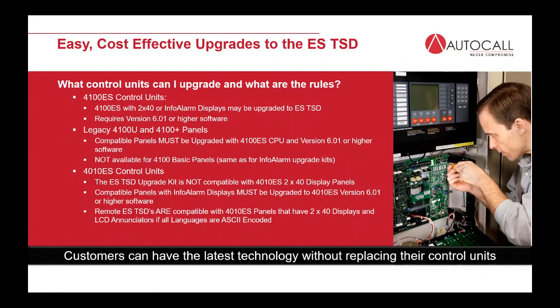Okay, so we talked about everything being easy, right? Cost effective. Well, what control units can I upgrade? What are the rules, or what are the conditions for me to do so? So from a 4100 ES, the 2x40 or InfoAlarm, they can be upgraded to the ES touchscreen display. Just have to make sure that we have that software Rev 6.01 or higher in the panel, and there is an upgrade kit for it, and you're done.